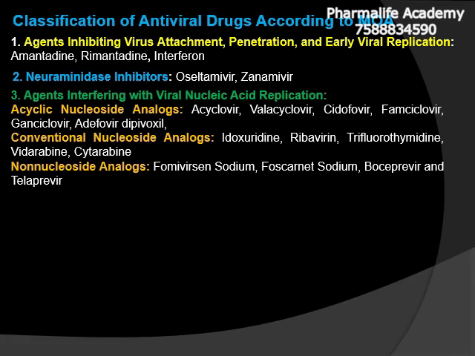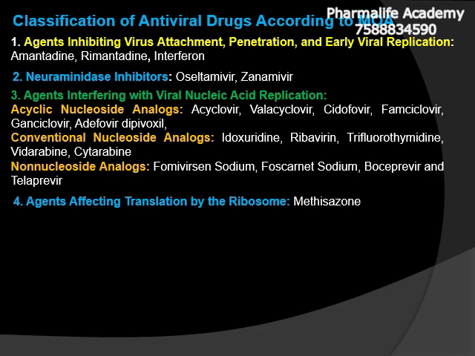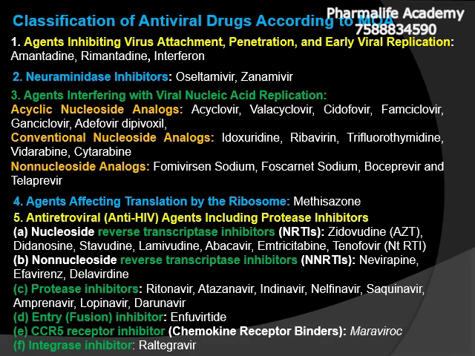The next is agents interfering with viral nucleic acid replication. The fourth group is agents affecting translation by the ribosomes. The fifth group is antiretroviral agents, that is anti-HIV. This group includes reverse transcriptase inhibitors, protease inhibitors, entry fusion inhibitor, CCR5 receptor inhibitor, and integrase inhibitor.